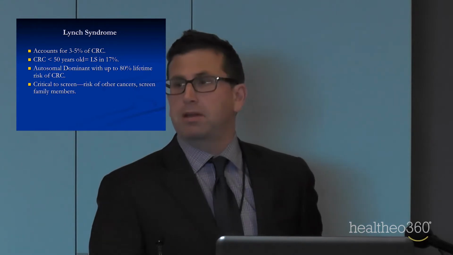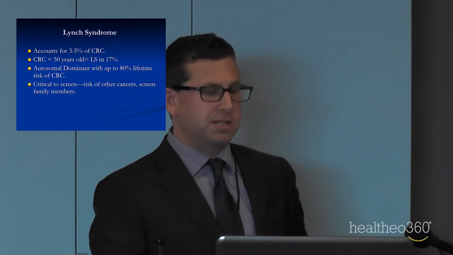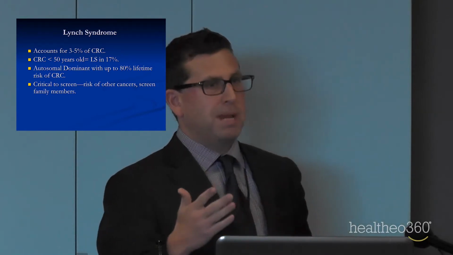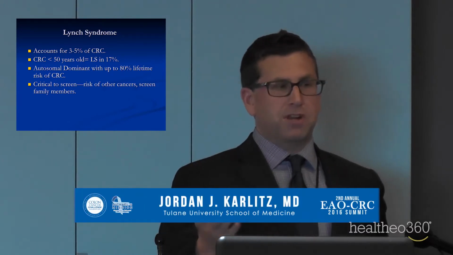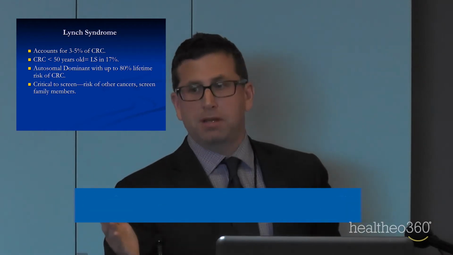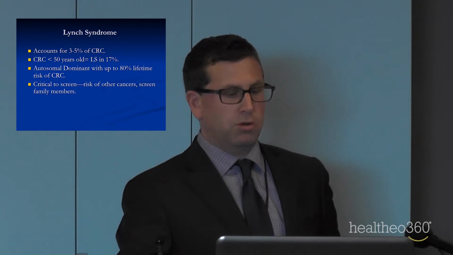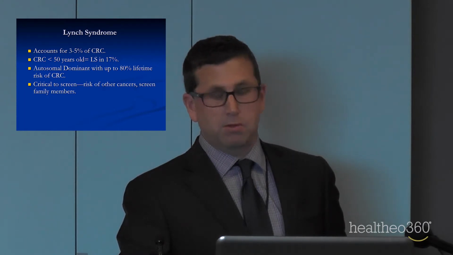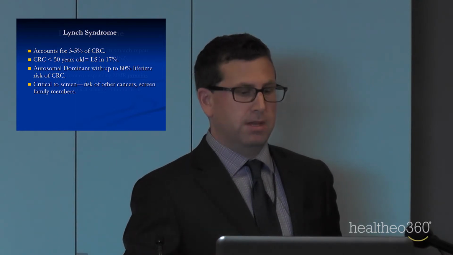Lynch syndrome accounts for about 3 to 5% of colorectal cancer, and in patients less than 50, it could be up to 17%. I know that other people in other slides have said it's about 10%. There's one paper where patients were not selected for family history. It was a fairly small number of patients, but it was around 15, 16, 17%. So that may be a bit on the high side, but it may range up to that. It's autosomal dominant with 80% lifetime risk of colorectal cancer, and as we all know, it's critical to screen for Lynch because of the high risk of colorectal cancer, other cancers, and for family members.